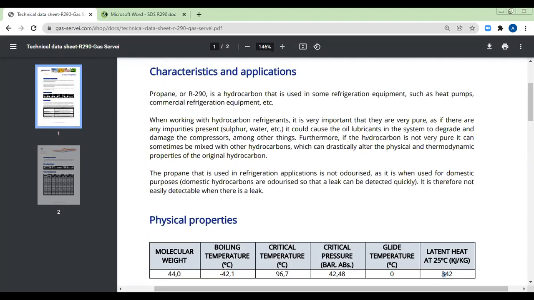Furthermore, if the hydrocarbon is not very pure, it can sometimes be mixed with other hydrocarbons, which means it is not pure. So it may be sulfur, water, or other hydrocarbons, which can drastically alter the physical and thermodynamics properties. Remember, the subject is thermodynamics of the original hydrocarbon. Don't have any fear of this word hydrocarbon.